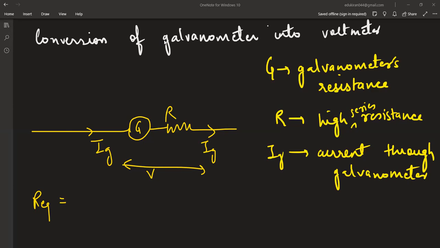Ma'am, is it 1 by R plus 1 by G? No, Fadil. That is the formula for parallel combination. Acha, then R plus G itself. Simply R plus G, add karo. R plus G, right, okay.